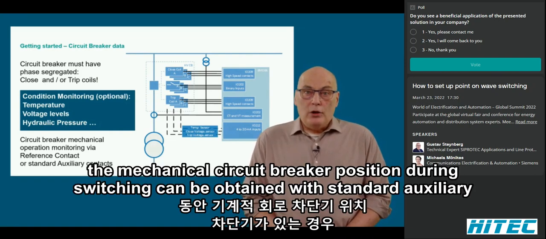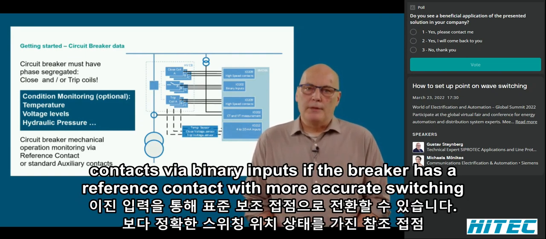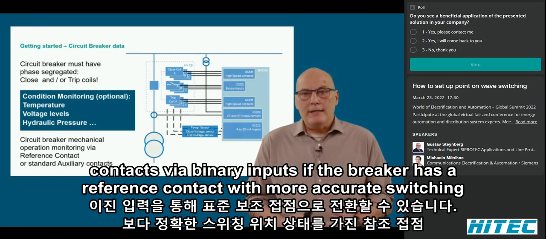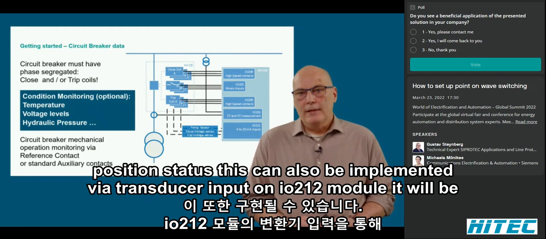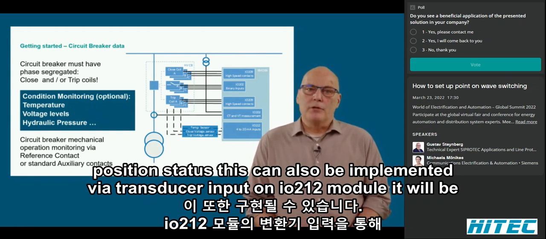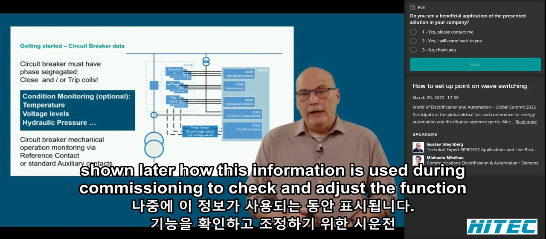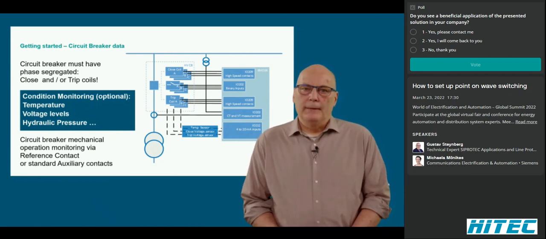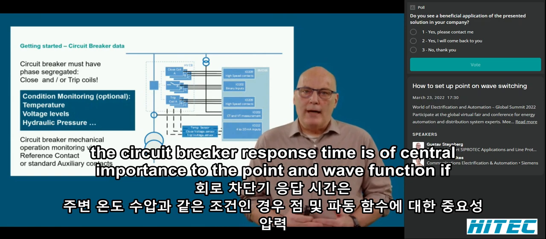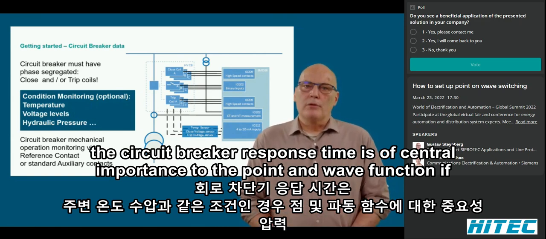The mechanical circuit breaker position during switching can be obtained with standard auxiliary contacts via binary inputs. If the breaker has a reference contact with more accurate switching position status, this can also be implemented via transducer input on the IO212 module. It will be shown later how this information is used during commissioning to check and adjust the function. The circuit breaker response time is of central importance to the point-on-wave function.